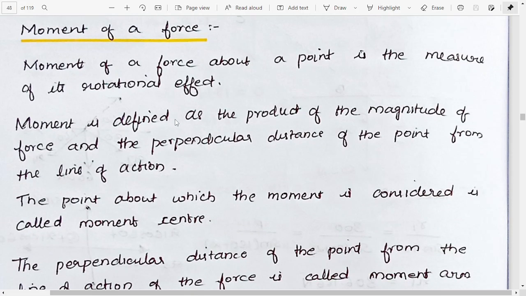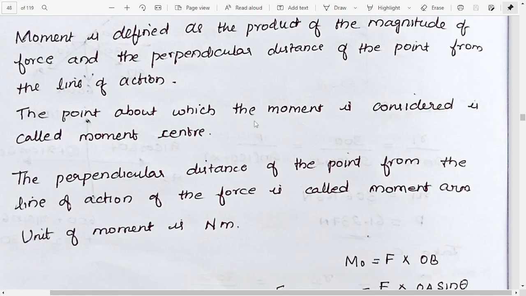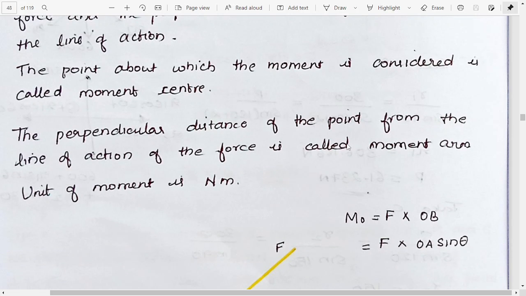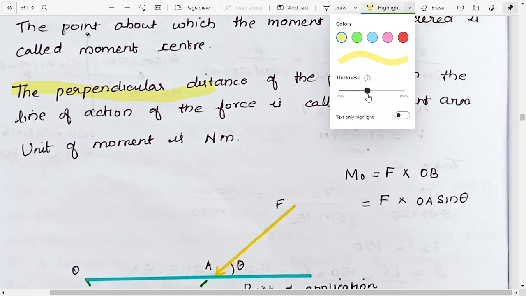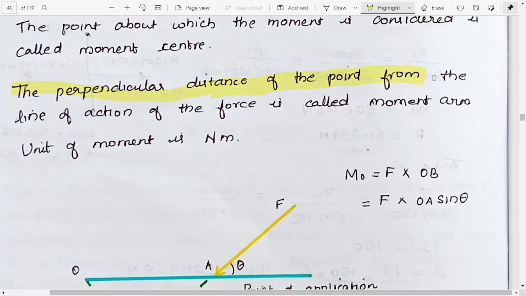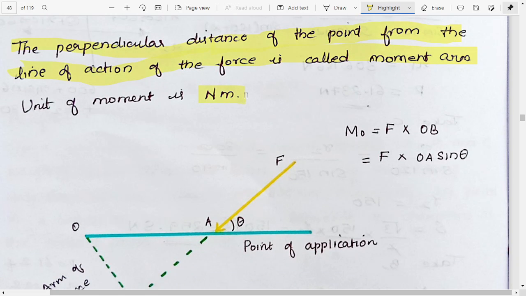Moment of force about a point is the measure of its rotational effect. Moment is defined as the product of magnitude of force and the perpendicular distance of the point from the line of action. The point about which the moment is considered is called the moment center. The perpendicular distance of the point from the line of action of the force is called the moment arm. The unit of moment is Newton meter.